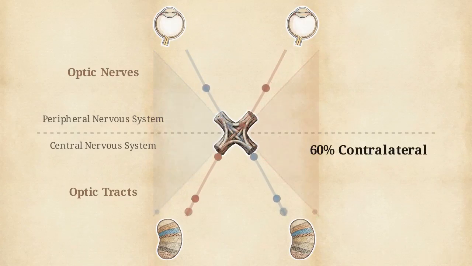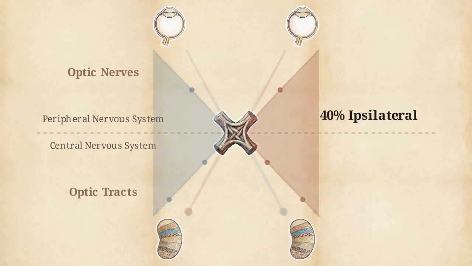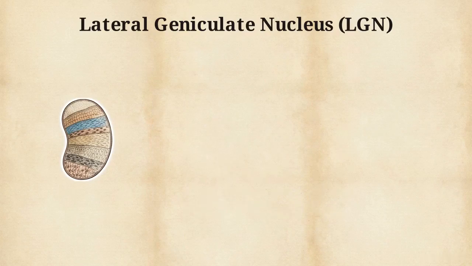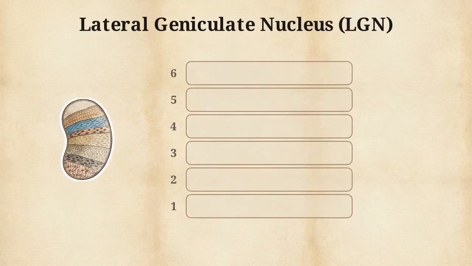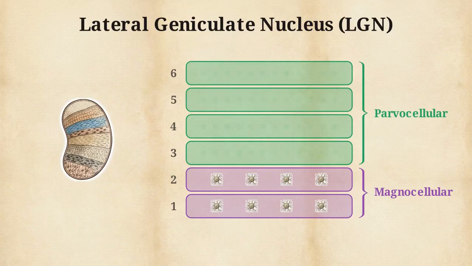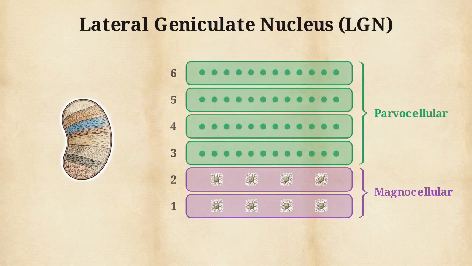60% of the axons cross over to the contralateral side of the brain, while 40% remain ipsilateral, staying on the same side. The sorted data streams hit their first major relay station, the lateral geniculate nucleus, or LGN. This structure is organized into 6 distinct layers. Layers 1 and 2 make up the magnocellular pathway. These layers house large neurons dedicated to processing high-contrast information and tracking broad movement. Layers 3 through 6 form the parvocellular pathway. The neurons here are smaller, specializing in fine detail and color data.